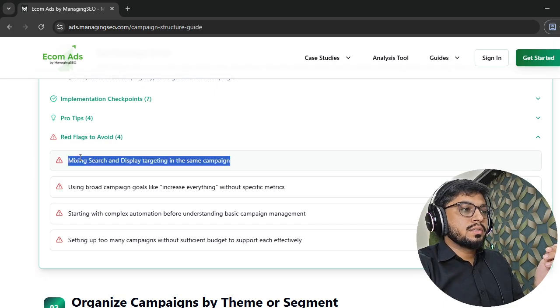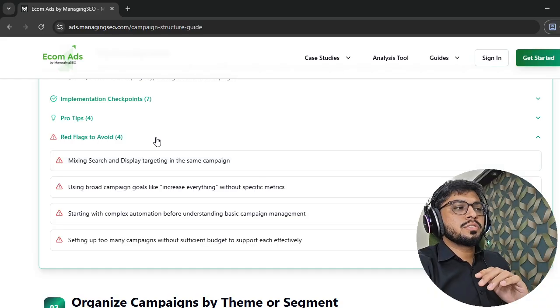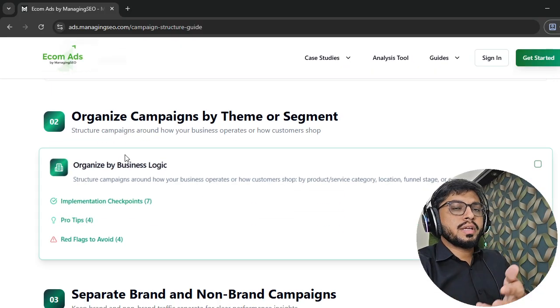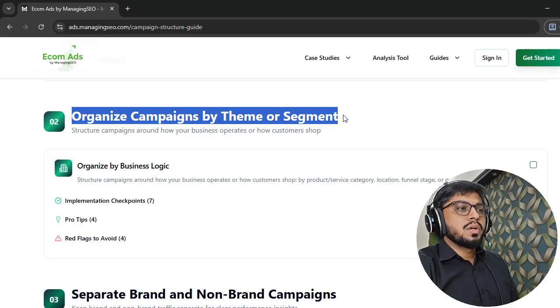And mixing the search and display targeting in the same campaign, these are just a few red flags that you need to avoid. And moving forward, the second part is organizing the campaigns by search theme or segments.